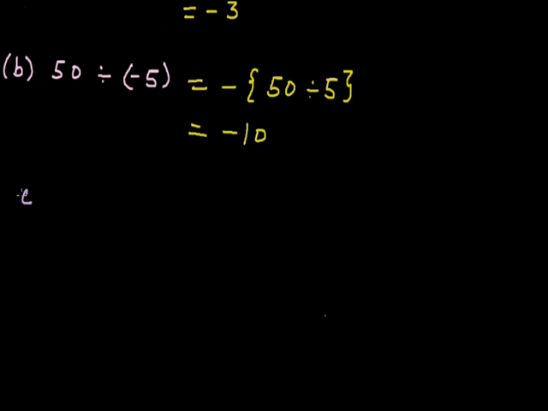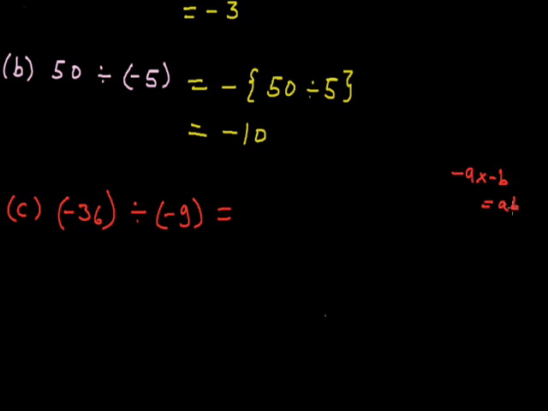Now the C part. In C part we have minus 36 divided by minus 9. Here you can see that both the numbers have the same sign. If we multiply two numbers with the same sign, then the product is always a positive number. For example, if you multiply minus a by minus b, both integers have the same sign, so we have the answer simply as a into b.